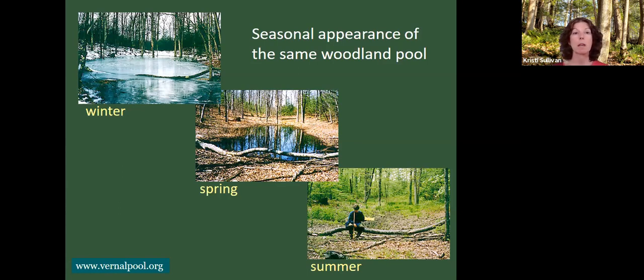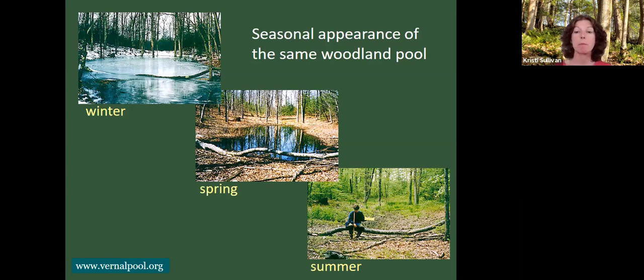So this slide shows a picture of a vernal pool or seasonal woodland pool in the winter time, and then you see the same pool pictured in the spring. And then you see in the summer, had you visited that site only in the summer, the water's dried up. It dries up for the summer, and you may not even know that it's there.